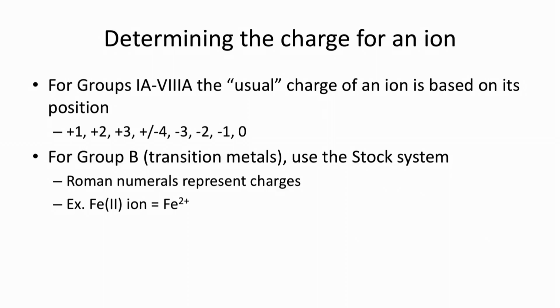If I'm dealing with the transition metals, which are in the middle, the B groups, there I use the Stock system. For the Stock system, we're going to use Roman numerals to represent the different charges. So in the Stock system, if I see something like Fe and then parentheses II, that tells me that the charge on this iron is Fe2+. If I saw Fe(III), then it's Fe3+.